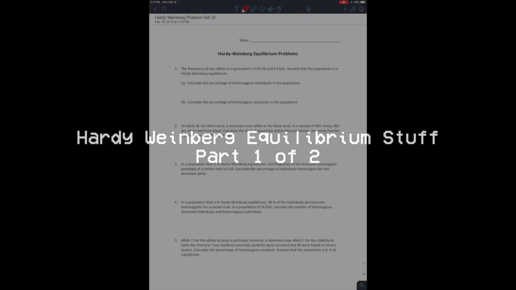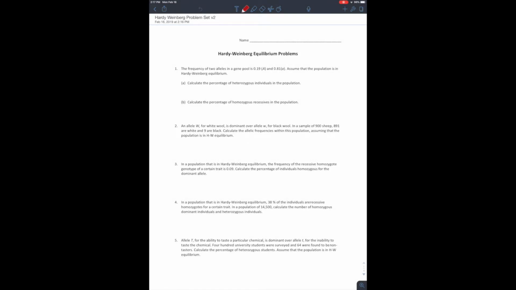All right, so today I want to talk about the Hardy-Weinberg equilibrium problems that you're going to see. Hardy-Weinberg is an equation that we can use to determine if a population is evolving, and you should be a little familiar with the formula by now. It is p squared plus 2pq plus q squared equals 1.